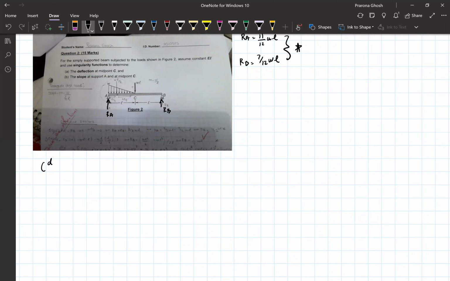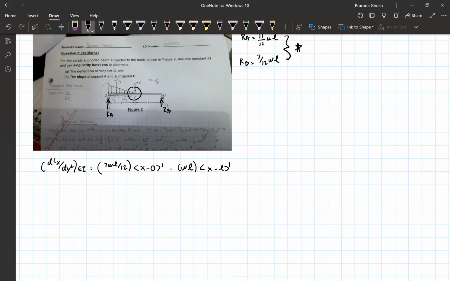So we have d2y over dx squared EI equals, so we have RB going up. So we know it's 7 WL over 12, and it's a point load. So we have x minus 0 because it starts there. Then we have this WL, so minus WL, x minus L to the 1. And then we reach our triangle.